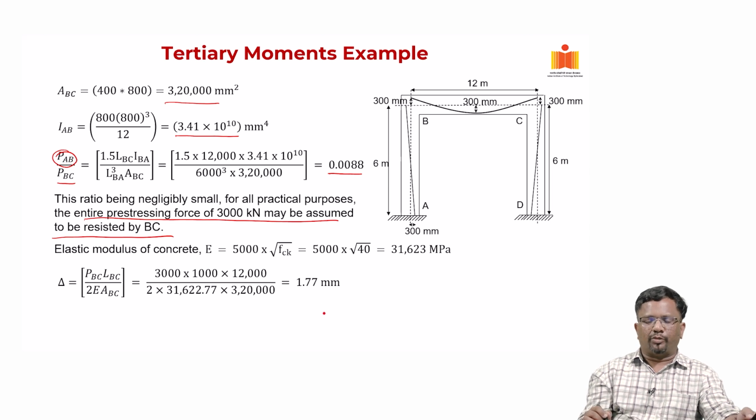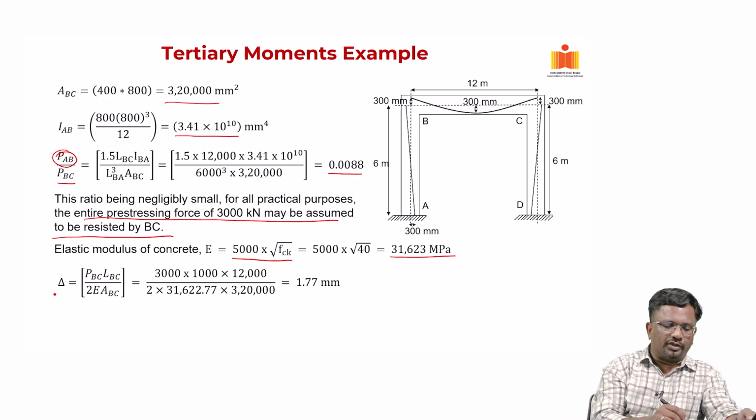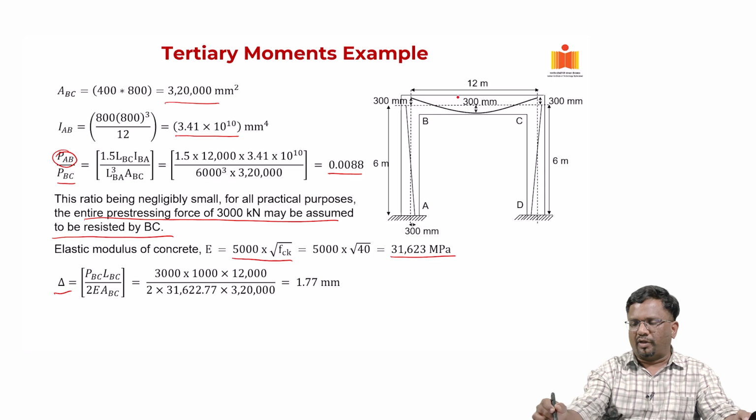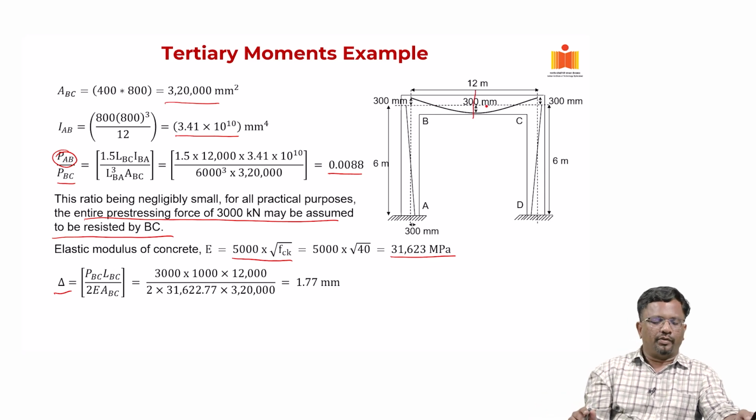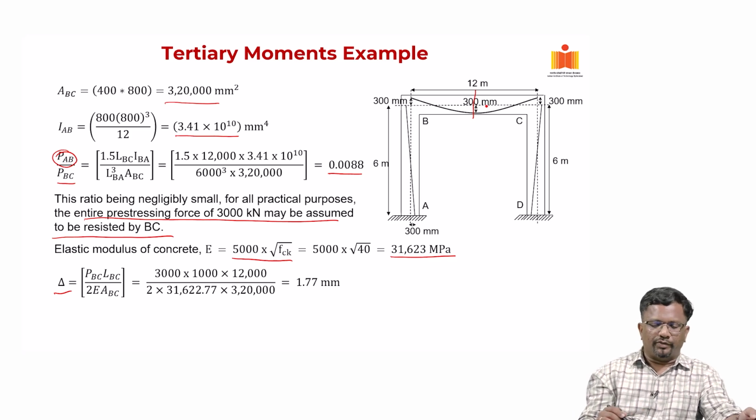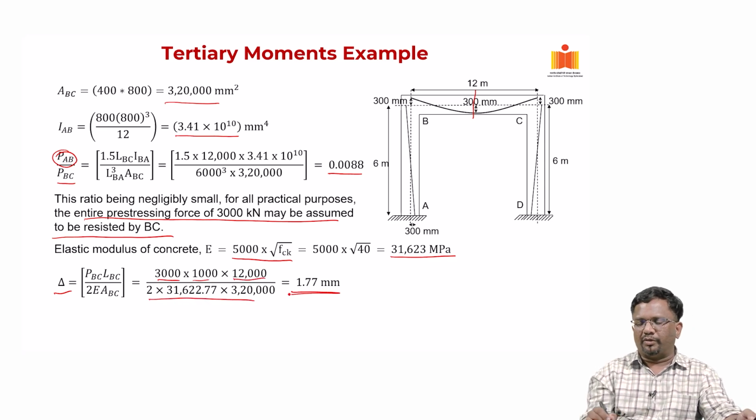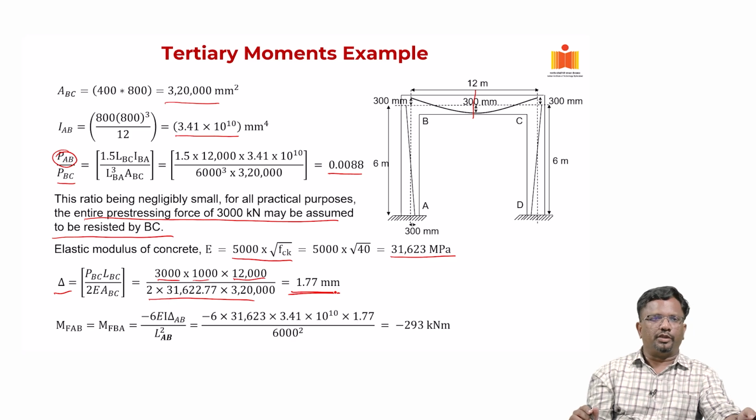Now, what is the elastic modulus of the concrete? 5000 square root of FCK. So, we take 31,623 megapascal. Now, the deformation for this half of the member that we take is going to be PL by AE, and L is LBC by 2, as only half the length we consider. The load is 3000 and I converted it to 1000, and 12 meter becomes 12,000. You substitute all the numbers, you get your delta as 1.77 millimeter.